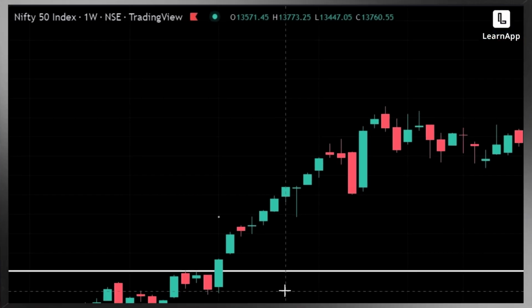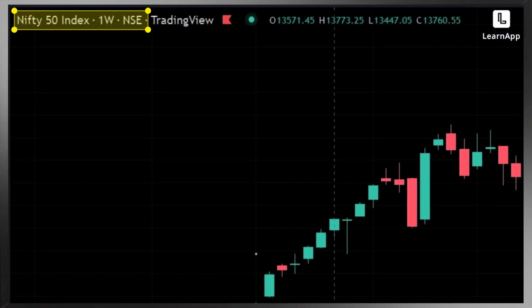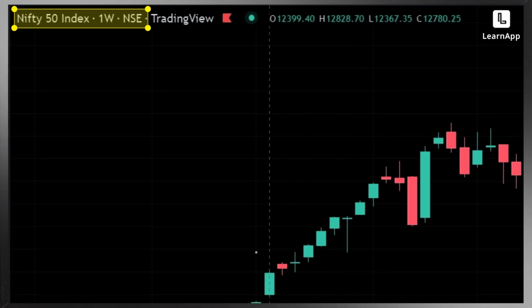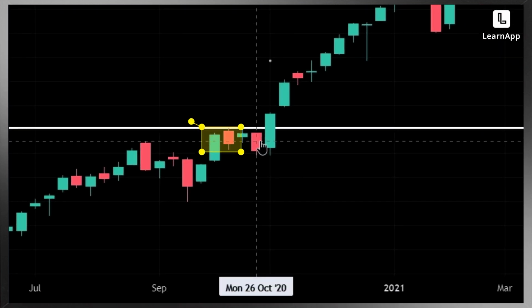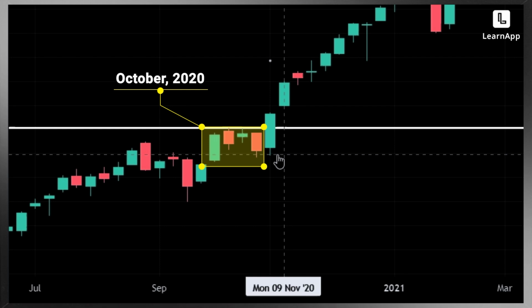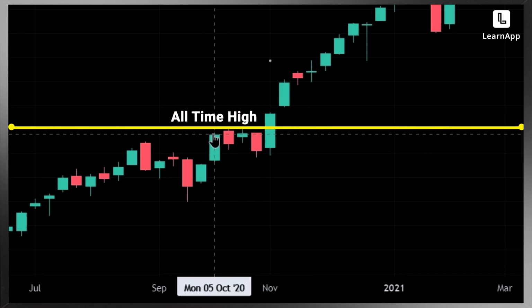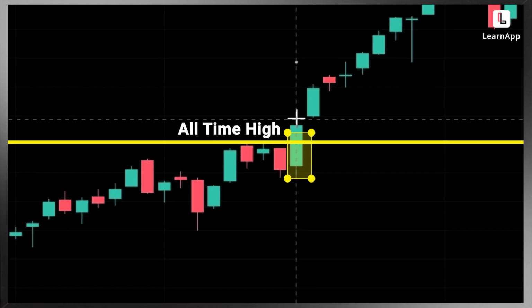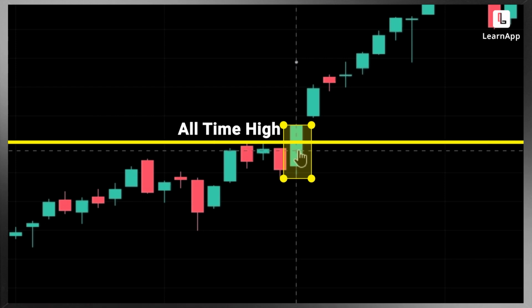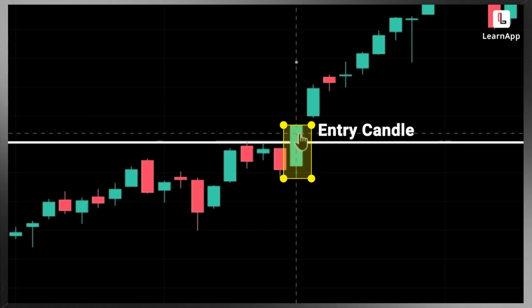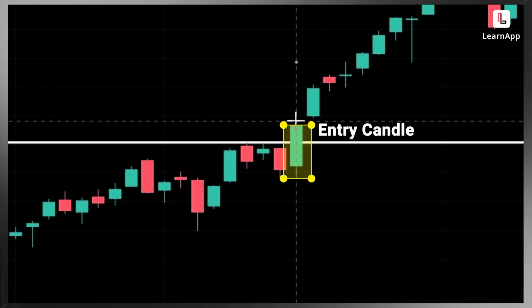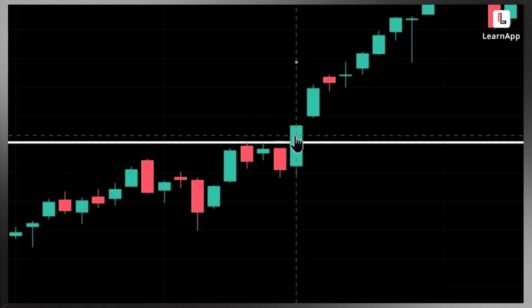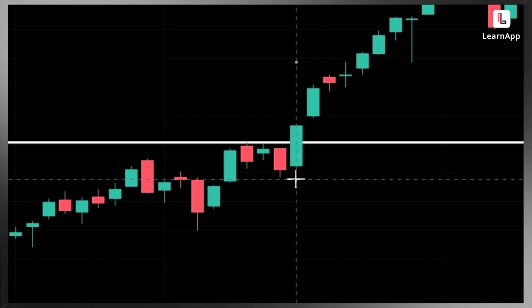So over here I have the Nifty 50 weekly chart. This is the October month of 2020. We had an all-time high over here and Nifty broke above the all-time high. So suppose this was your entry candle, this one. Now, where will you keep your stop loss? Initial stop loss will be just below the low of this candle.